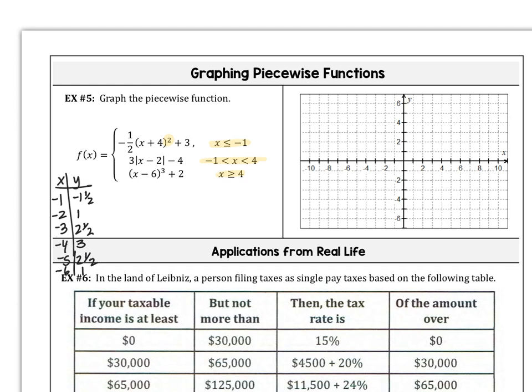-1, -1.5. So that's down here. It's a solid circle because it's "or equal to." And then -2, 1. And 4, -3. Oh, I'm sorry, 4, +3. -3, 2.5. And notice it's coming back down on this side, so it's going to look like this.